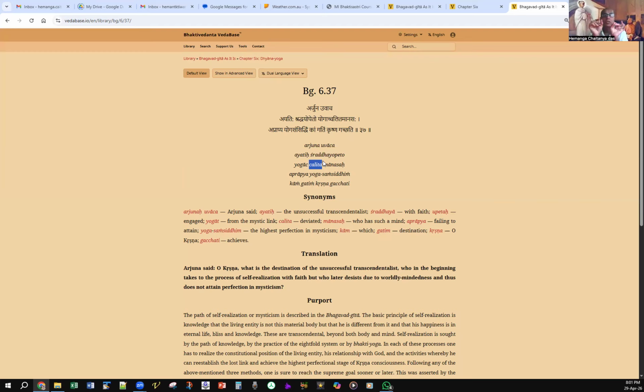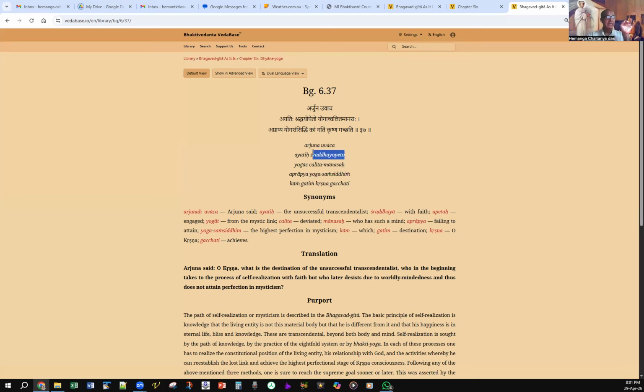So this yogi who started the process with shraddha, but due to chalit manasa, his mind has gone back into sansar. He's not going to come back. He is ayati aprapya yoga sansiddhim. Prapya refers to prapta karna, to achieve. Aprapya means does not achieve. Yoga sansiddhim, the perfection of yoga.